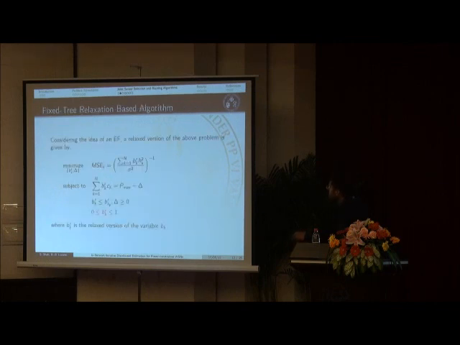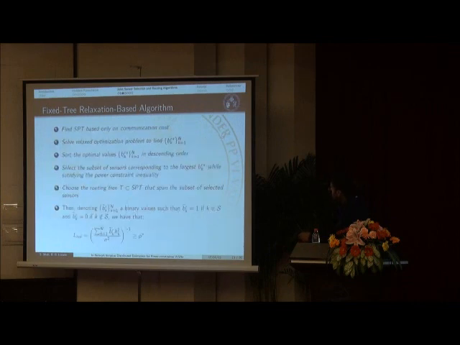In the fixed tree relaxation based algorithm, as I said, we are going to relax the variable, because finding the value of b, either 0 or 1, is very hard, which I already explained. So what we are going to do here is relax this variable so that we can pick the values of b between 0 and 1, and then solve the algorithm by the following steps.